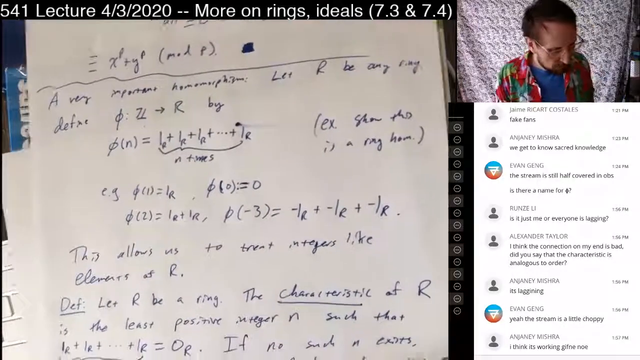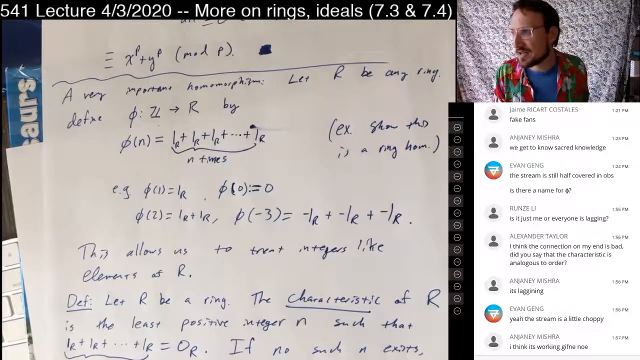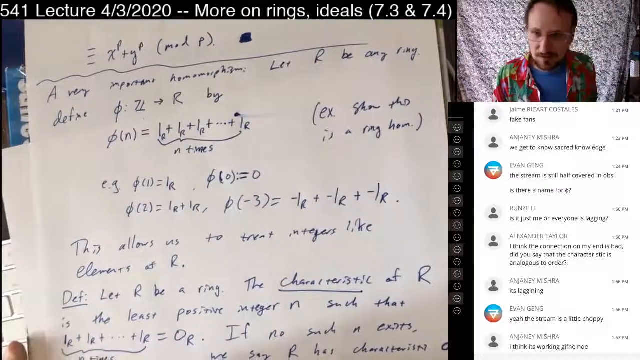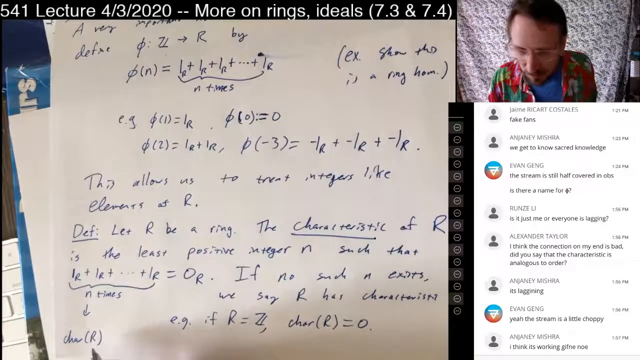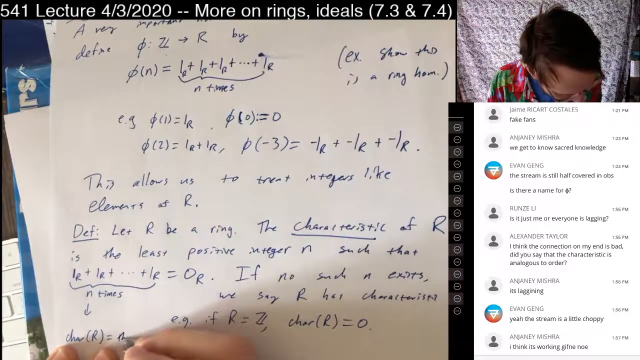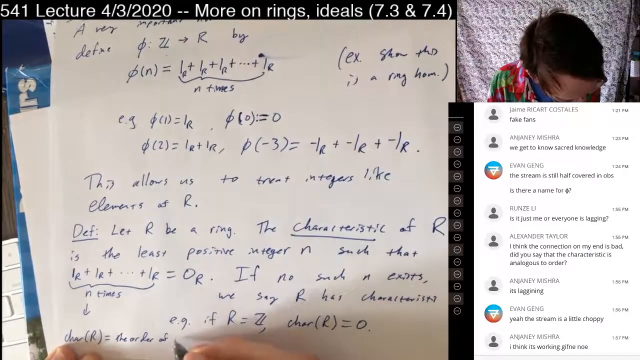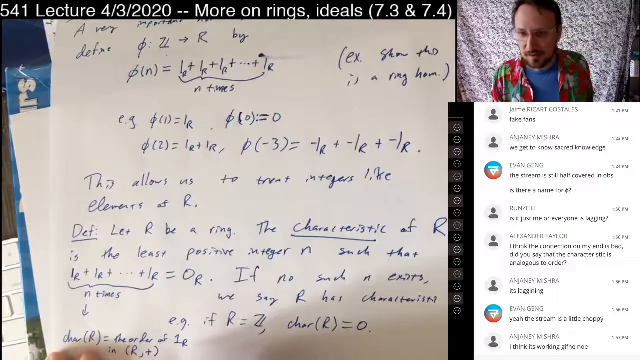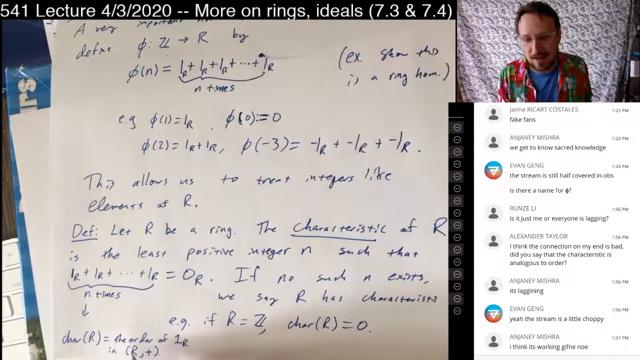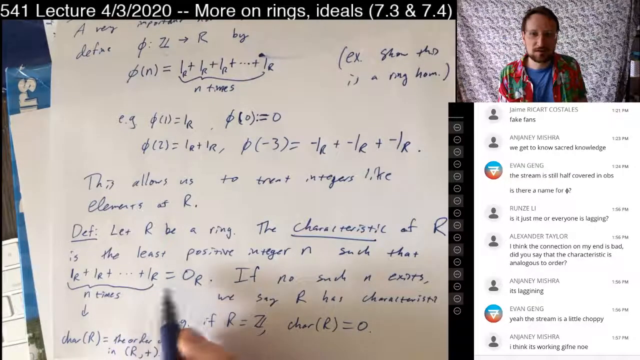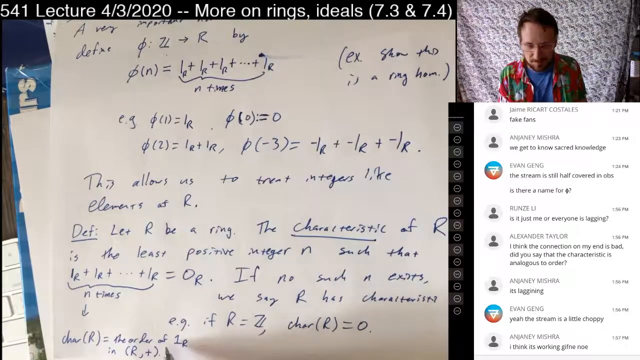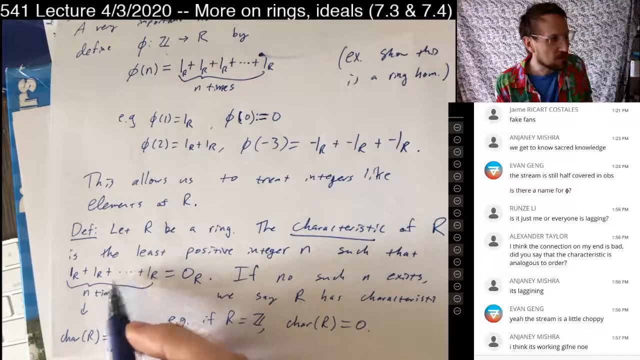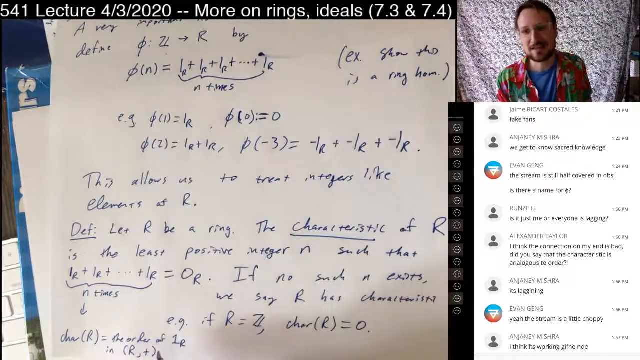Yeah, good question. So the characteristic of R, this is the notation for it, is literally equal to the order of the element 1R in the additive group. Right, because this is the additive identity. So it is literally the order of something, and if there's no positive integer such that when you add this enough times you get back to zero, then you would say that element has infinite order.